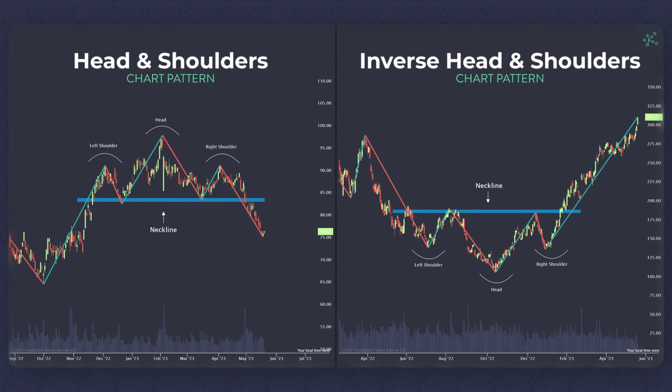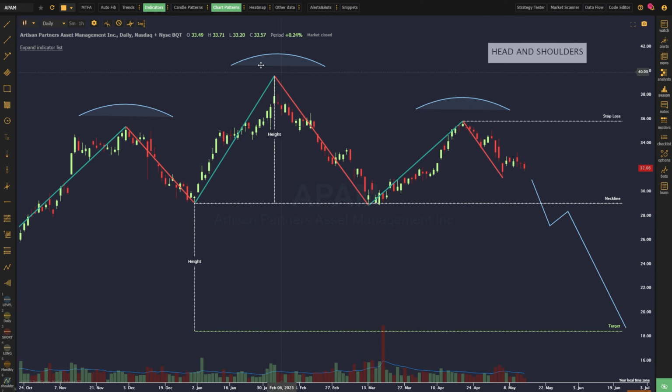Our next pattern is the head and shoulders and inverse head and shoulders patterns. Head and shoulders patterns consist of 3 peaks. A higher peak, the head, lies between 2 lower peaks, the shoulders. A support line, called the neckline, connects the 2 lowest points between the peaks. Typically, these patterns form at the end of an uptrend, signaling a possible trend reversal.